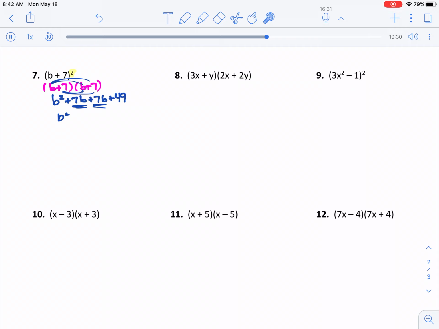Let's write that a little better. b squared plus 14b plus 49. And so that is how we do that one.